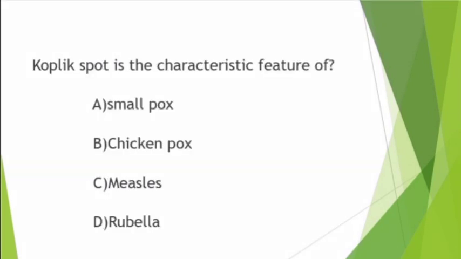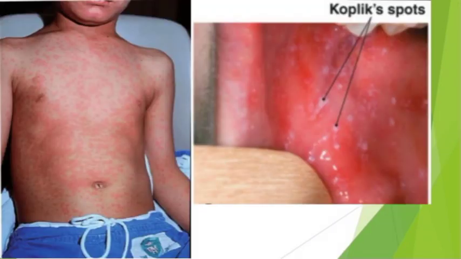Koplik spot is the characteristic feature of A, smallpox. B, chickenpox. C, measles. D, rubella. Koplik spot is the characteristic feature of option C, measles. This is Koplik spot. These are the bright red spots with white or bluish white centers. It resembles grains of sand. This is the very important characteristic feature of measles.